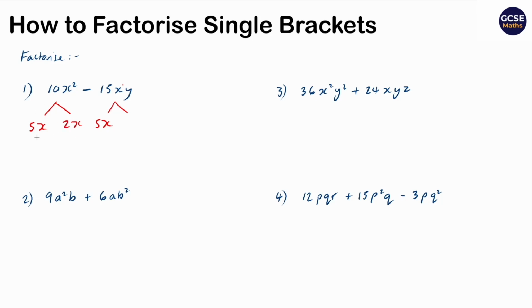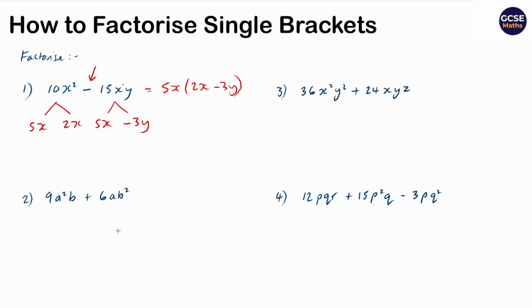So let's just check this one. 5 times 2 is 10, x times x is x squared, that's done. We need to recognise there's a negative. This side is positive, therefore this side has to be negative. 5 times 3 is 15, x times y is xy. So this becomes 5x outside the bracket, 2x minus 3y inside the bracket, and that's done.